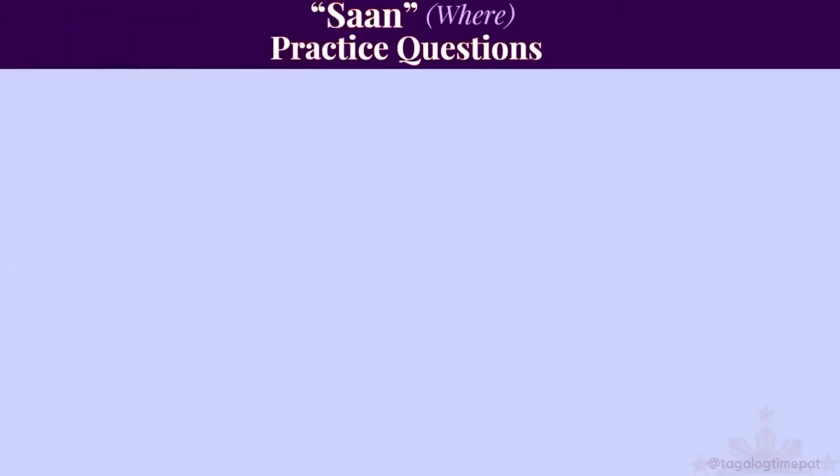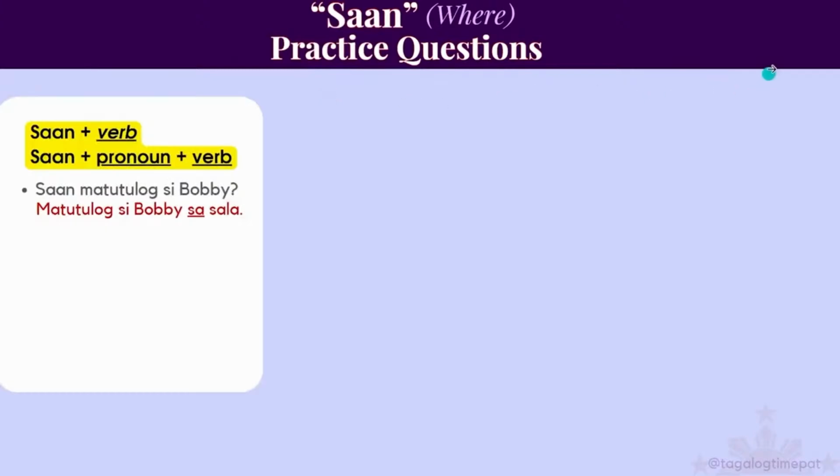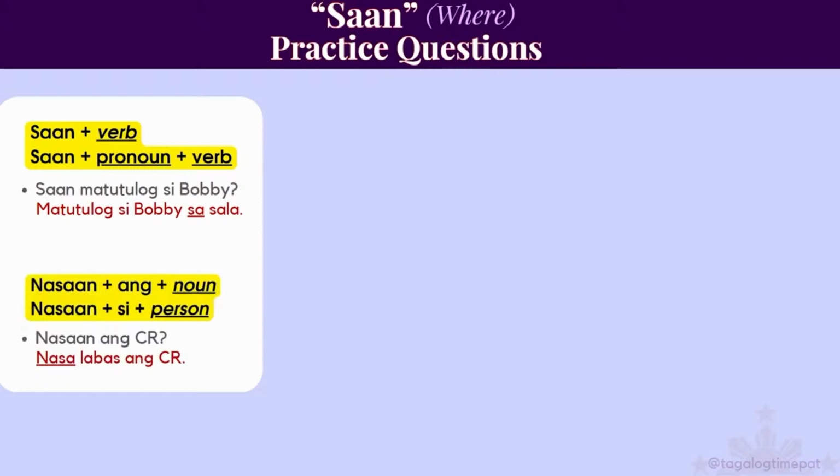Now let's practice saan. On the left side of your screen, you will see the sentence structures that we practiced. So saan plus a verb or saan plus pronoun plus a verb. Remember, anytime we're asking about a verb, you have to use saan. Anytime we're asking about a noun, you have to use nasaan. So nasaan plus ang plus noun. Or nasaan plus si plus a person.